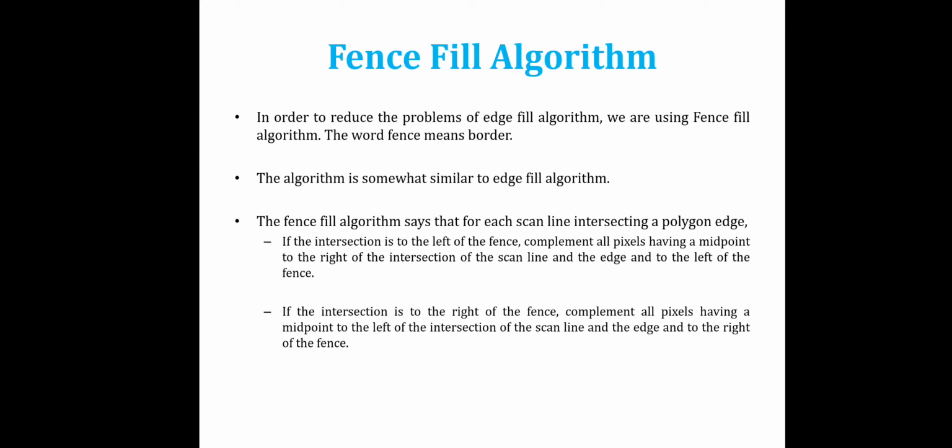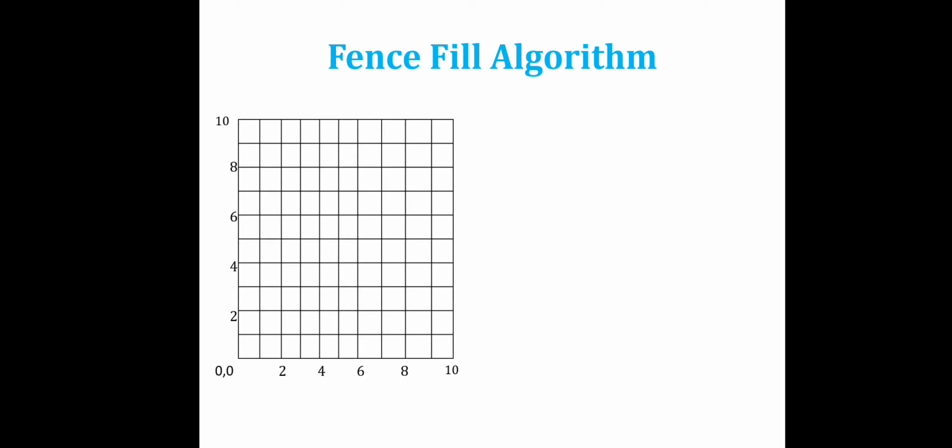The next thing: if the intersection point is to the right of the fence, then we have to complement all the pixels whose midpoint is to the left of the intersection of that scan line and the edge and to the right of the fence. How are we going to execute that? Let us see it with an example.